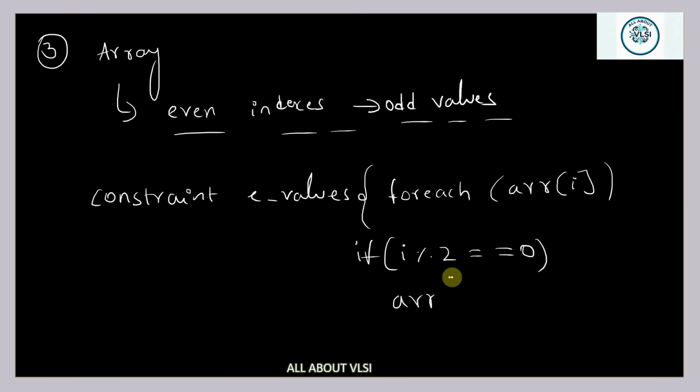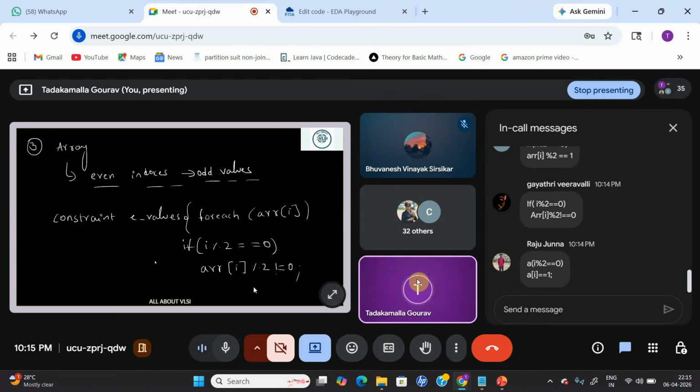So what I'm going to write down is ARR of I percentage 2 not equal to 0. I'm going to store the odd values inside it. Okay. So this is how we can store the odd values inside my even indexes. Okay. Yes.